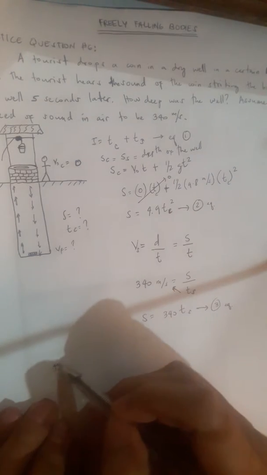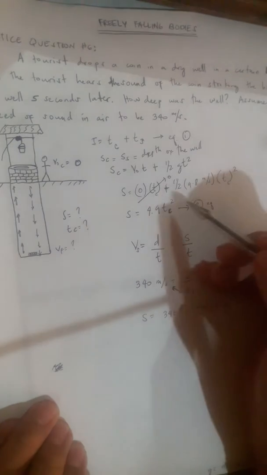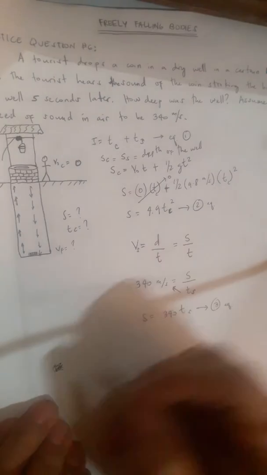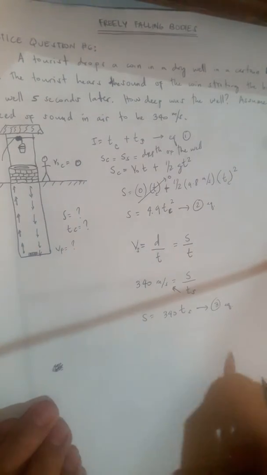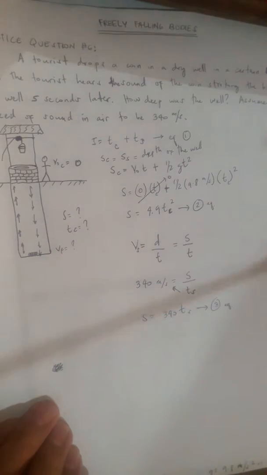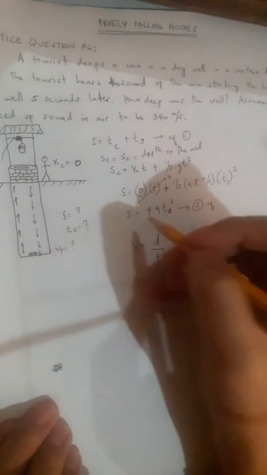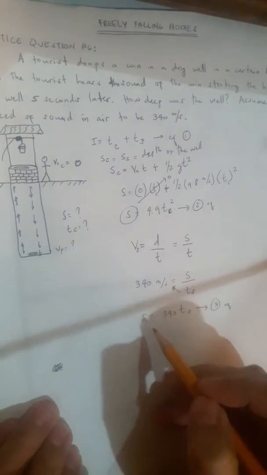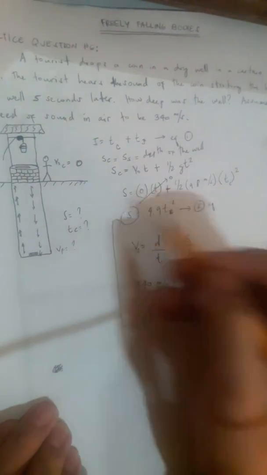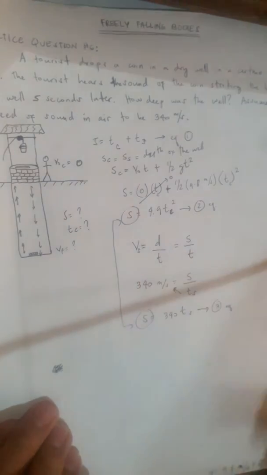Okay, mamaya na yan. Okay, so equate natin, i-substitute natin yung S. Di ba pareha sila ng S? As you can see, yung S nito at saka yung S niya, parehas sila. So, i-substitute na lang natin sila sa isa't isa.